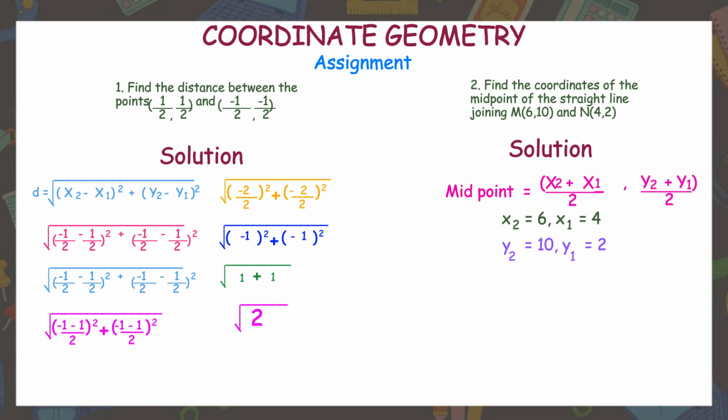So we now want to put these figures into this formula that we have here. That means we are going to have x2, which is 6, plus x1, which is 4, everything over 2, comma, and our y2, which is 10, plus 2, everything over 2. So that means we are going to have 6 plus 4. What will it give us? It will give us 10 over 2, comma, and 12 over 2.